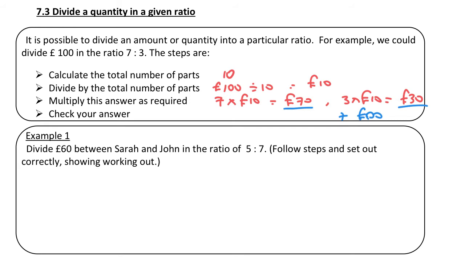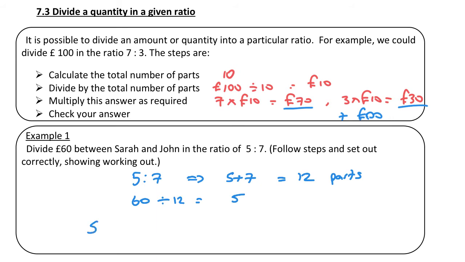So example 1, divide £60 between Sarah and John in the ratio of 5 to 7. So the first step is to calculate the total number of parts. So we've got 5 to 7. That's going to be 5 plus 7, which is 12 parts. Then we divide by the total number of parts. So that's going to be 60 divided by 12, which gives us 5.